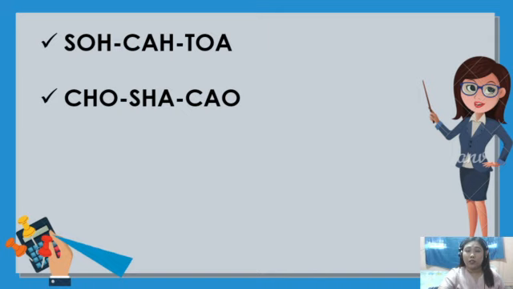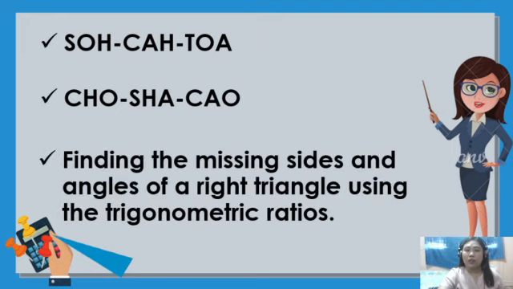We also discussed the reciprocal of SOHCAHTOA, which is CHO SHA COW. CHO stands for cosecant theta equal to hypotenuse over opposite side. SHA stands for secant theta equal to hypotenuse over adjacent side. And COW stands for cotangent theta equal to adjacent side over opposite side. We also discussed how to find the missing sides and angles of a right triangle by using the trigonometric ratios. Okay? So that is the end of our discussion.